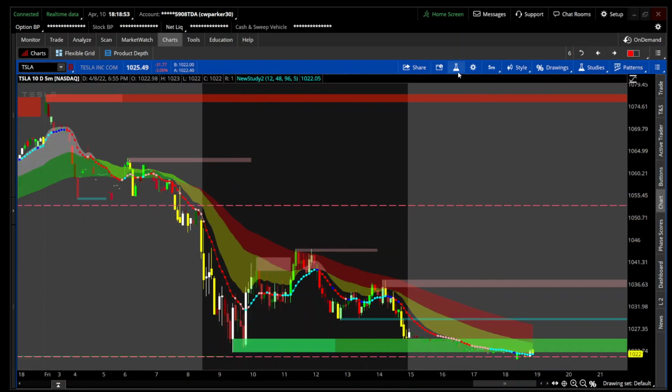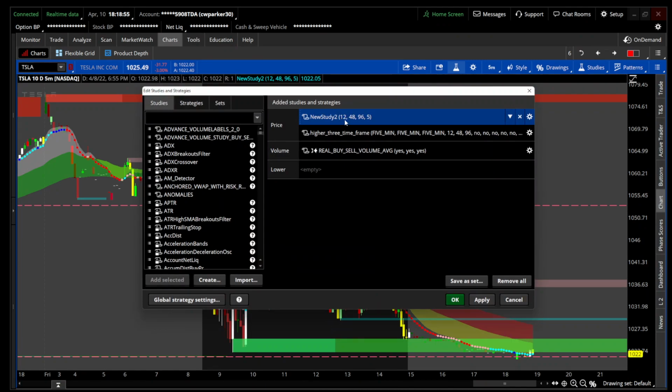And like I told you before, I chose these numbers because they're divisible by 60 or whatever, and you get 12 times 5 is 60. 48 gives you 4 hours. 96 gives you 8 hours.